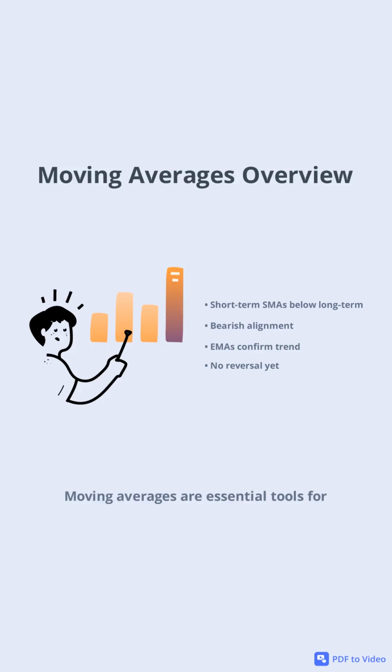Moving averages are essential tools for identifying trends and smoothing out price fluctuations. For EVTV, the short-term simple moving averages, SMA5 at 0.427, SMA10 at 0.44, are well below the longer-term averages, SMA50 at 1.04, SMA200 at 1.82. This downward alignment suggests a persistent bearish trend. The exponential moving averages, EMAs, follow a similar pattern, reinforcing the negative momentum. Such a configuration often signals continued downward pressure unless a reversal occurs.